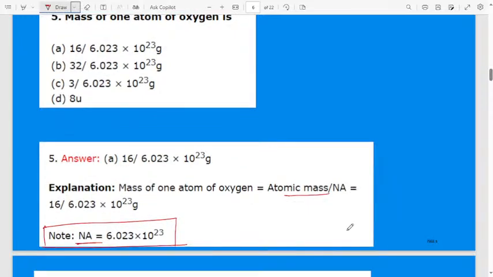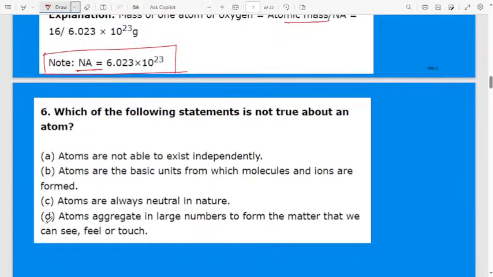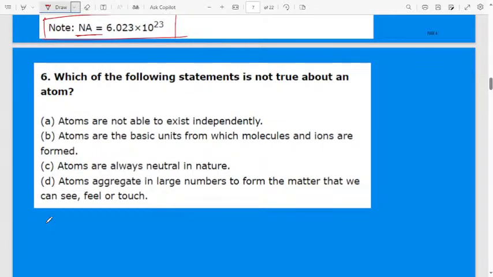Here they are not asking for the answer, they have given the options. The correct answer will be 16 divided by 6.023 into 10 to the power of 23 gram. Here 16 is the atomic mass of oxygen. Then this value, 6.023 into 10 to the power of 23, is the Avogadro number. Avogadro number is a fixed value. You have to remember the value. Let us answer the next question.